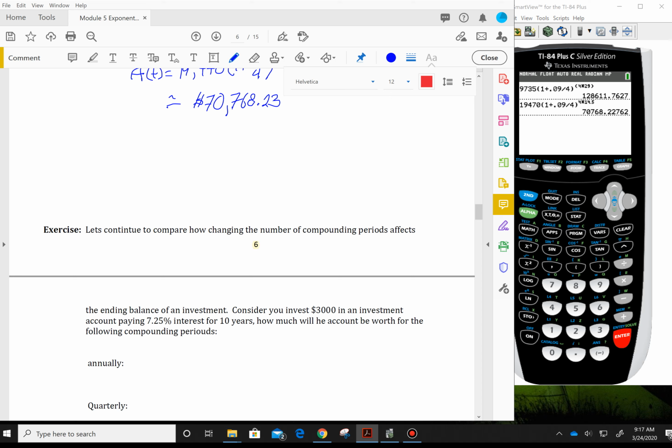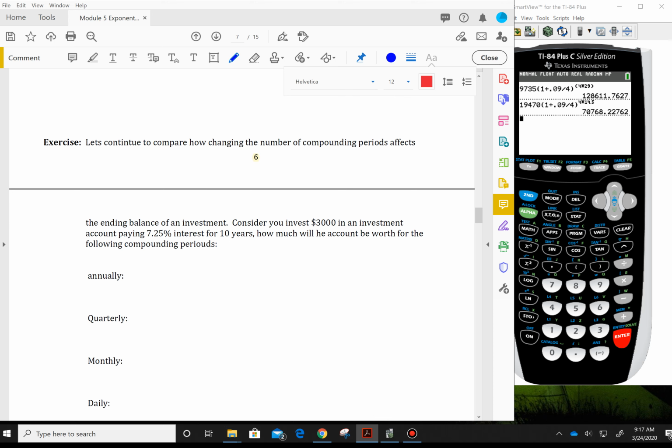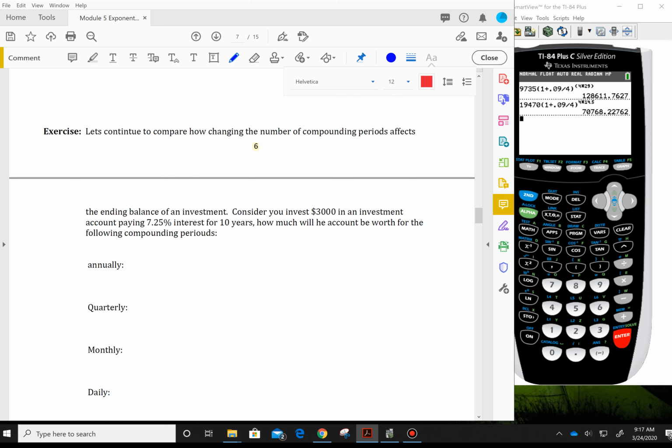Let's continue to compare how changing the number of compounding periods affects the ending balance of an investment. Consider you invest $3,000 in an investment account paying 7.25% interest for 10 years. How much will be in the account for the following different compounding periods? So here we want to investigate how changing your compounding periods changes your account balance.